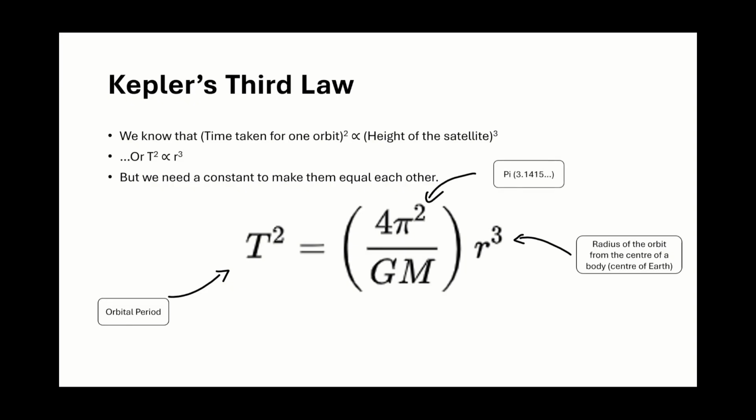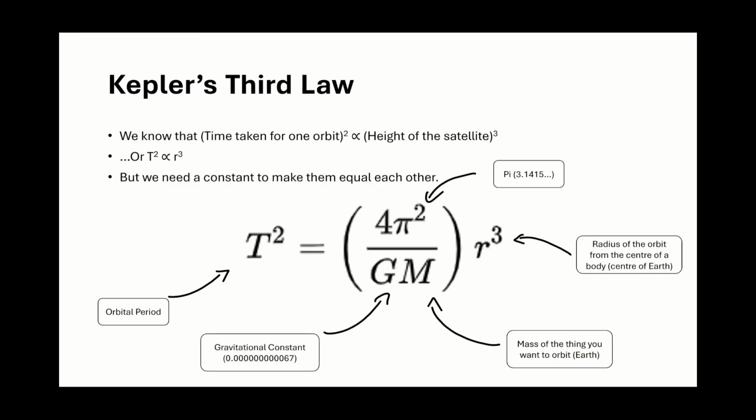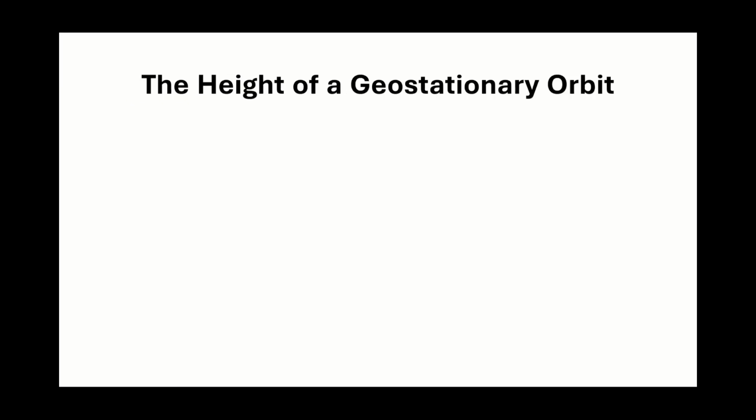We have pi, but we also have G and M. Now M is the mass of the thing you want to orbit, so in this case Earth. Now we have G, which is the gravitational constant. So let's try to calculate the height of a geostationary orbit.